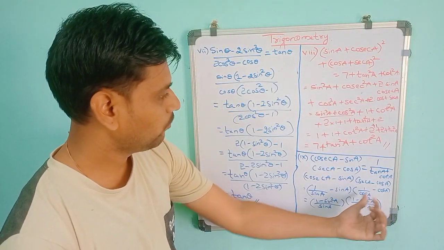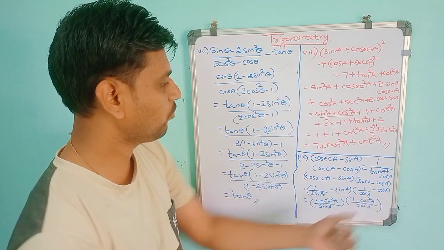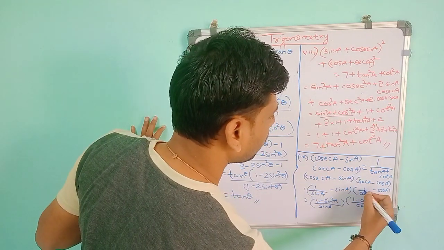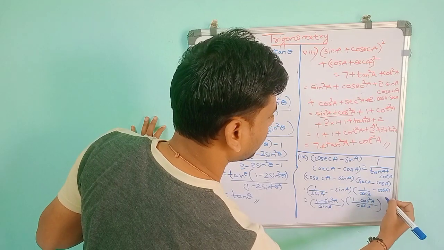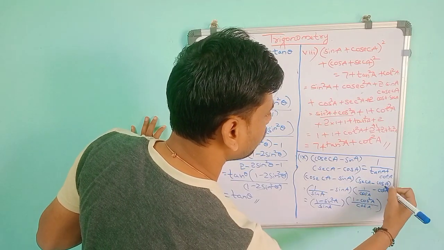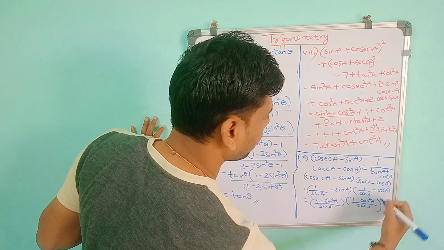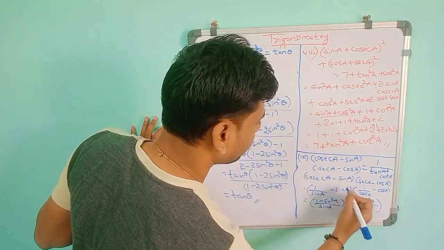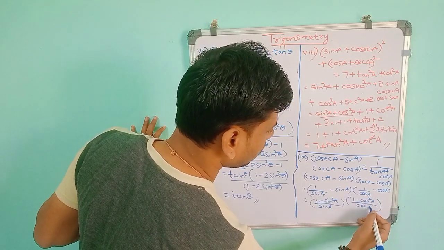So 1 by cos a, the LCM is cos a. Here 1 is there, and here nothing is there, it is 1 only. So 1 into cos a. Because cos a is the LCM, cos into cos square a, like that, sin into sin square a, divided by cos a into sin a.